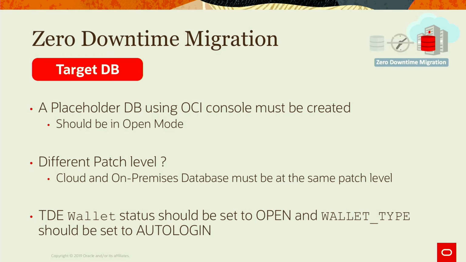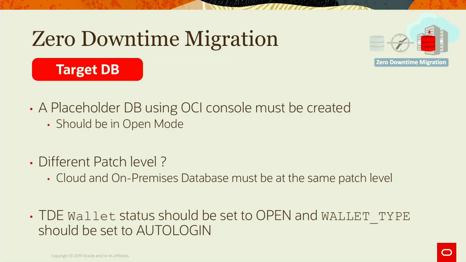Now, to finalize before going to the operational phases, for the target database, it's quite simple. You must create a placeholder or temporary database on the Oracle Cloud. We specify how to do this on the OCI console, and this database has to be in open mode. If they are in a different patch level, we recommend them to be at the same. If for some reason you cannot have the database on premises on the same level, just let it not be higher than the actual database on the cloud.